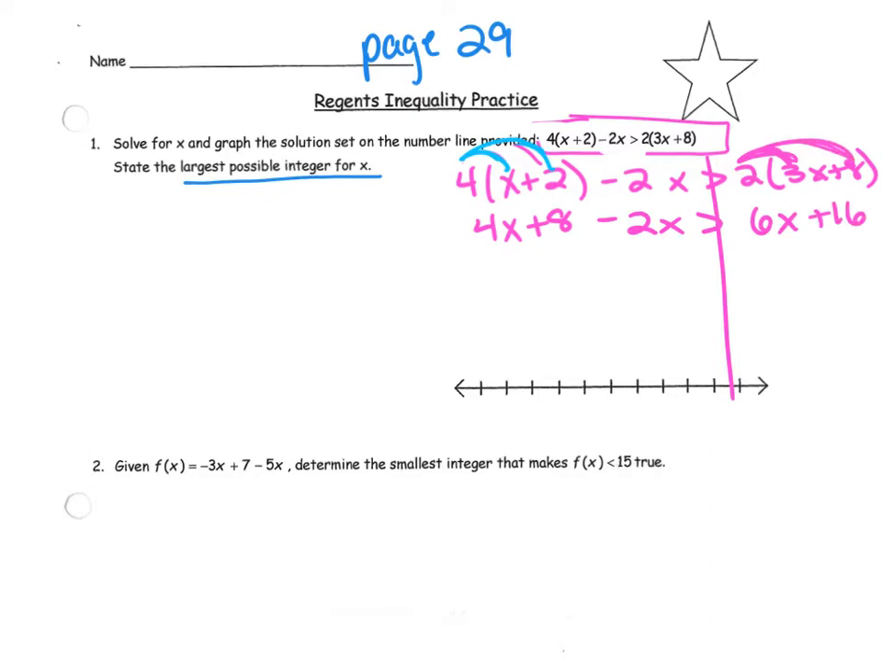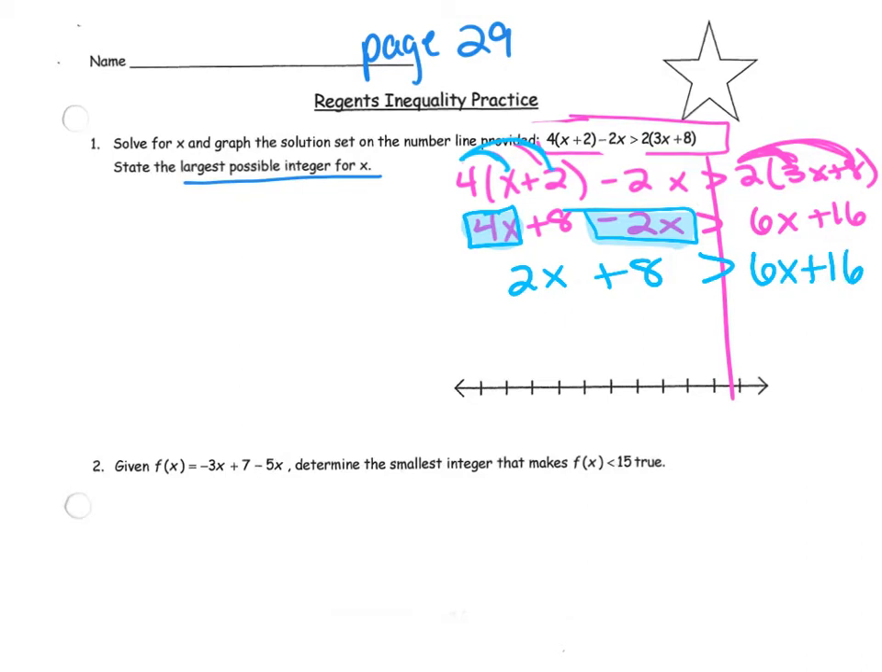Guys, you always want to look on either side of the inequality. Are there any terms we can combine on the left-hand side? And there are. We can combine this 4x and negative 2x. Notice I'm doing my color coding after I've done the distribution. Don't start color coding up here; do the distribution first. So now we have 4x minus 2x, which is 2x plus 8, which is greater than 6x plus 16.